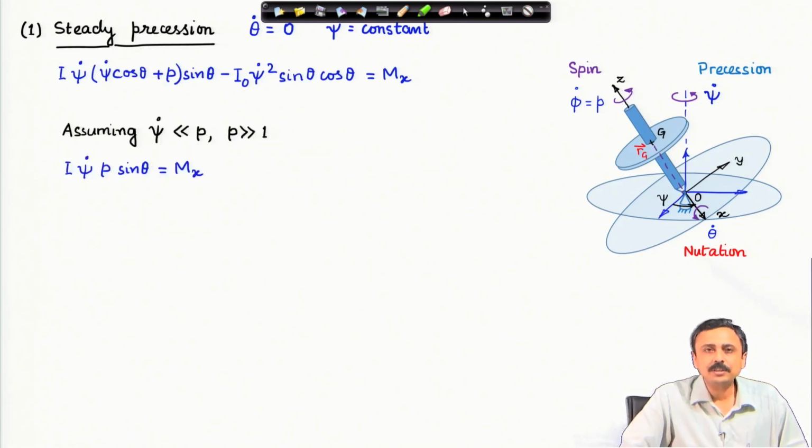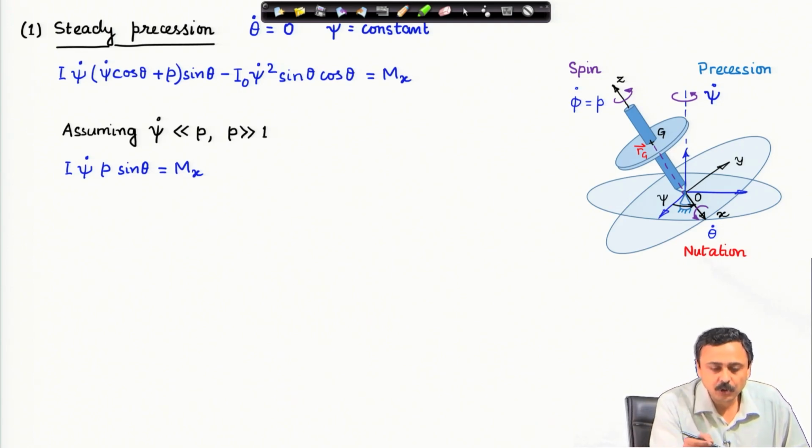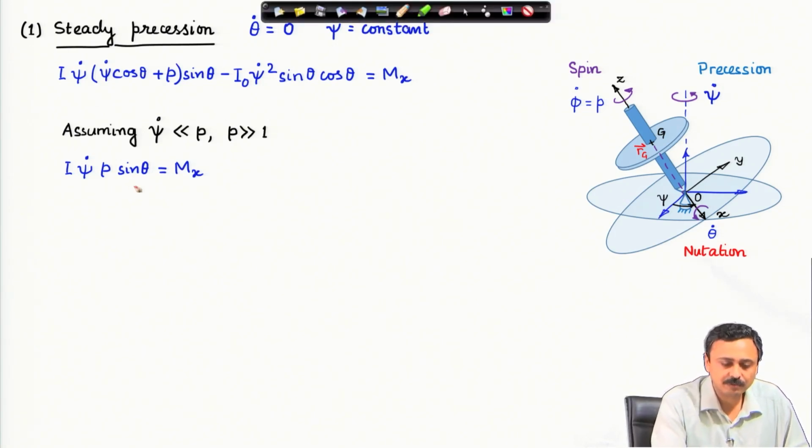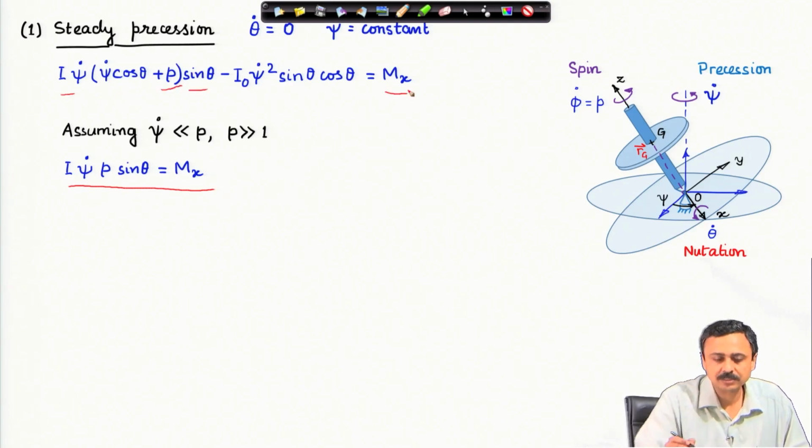If I make the assumption that the precessional angular velocity is much smaller than the spin angular velocity, this typically happens in a top, for example. The top is spinning at a very high rate, but its axis is precessing at a very low rate. If you make that assumption, then we can drop all quadratic or square terms in psi dot, and then I am left with this simplified form. So, I have contributions from this equal to m x, with all quadratics in psi dot dropped.